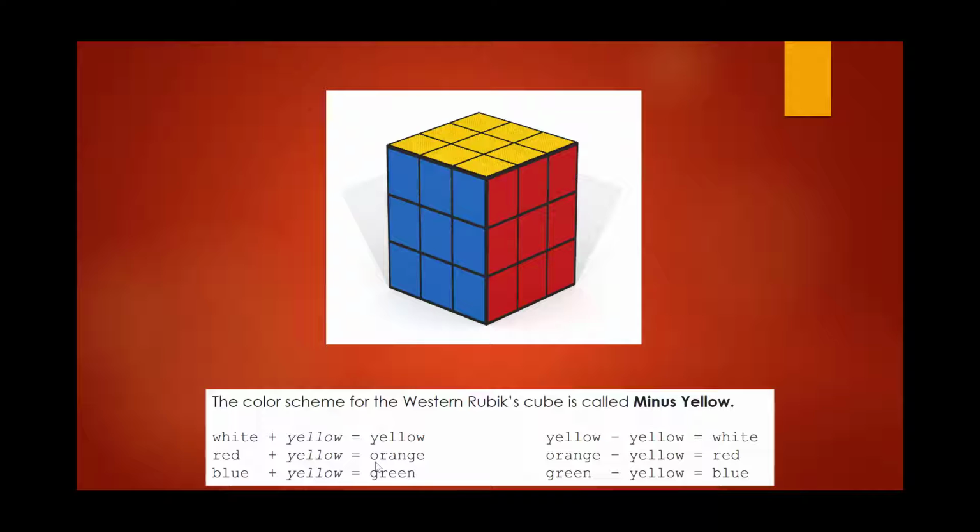So if on the bottom of the cube is white, then if you add yellow to white, you get yellow, and that's the color that's on the top of the cube. And similarly, if you subtract yellow from the top of the cube, the face on the top of the cube, it's yellow, you get white. And so you can do this formula, this plus and minus, adding yellow for red and blue. So red plus yellow is orange. So what that means is on the opposite side of this cube where red is, the back side is orange. And similarly, on the back side of the blue, the opposite side to the blue side is going to be green.